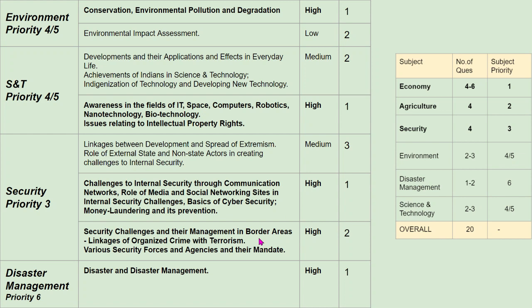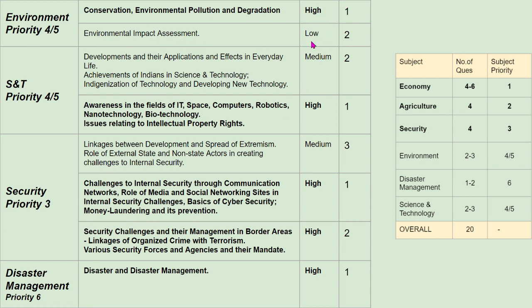Apart from it, the border area challenges. This also has to some extent overlap with GS2, neighboring countries and the border issues. So try to cover these topics well and they form higher priority here. Coming to the fourth and fifth priority, which are environment and SNT. In environment, it is the conservation, especially the pollution and degradation part. This one forms a higher weightage.